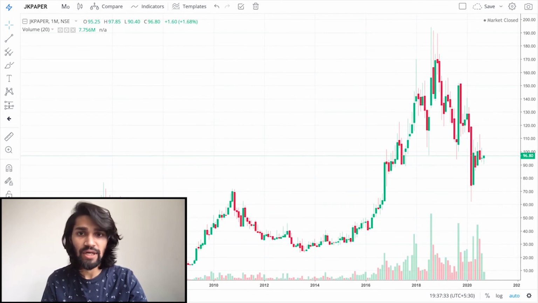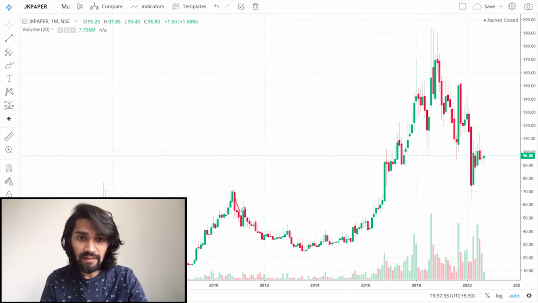This is the chart of JK Paper and we are looking into an example of a rounding bottom pattern. This is a monthly chart. So if it's a monthly chart, you know that the patterns are supposed to be very strong.